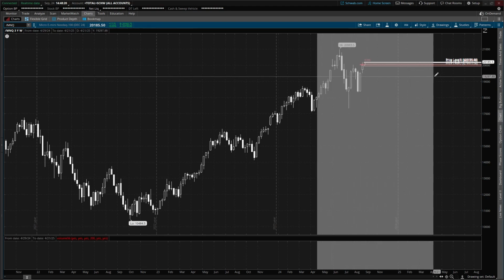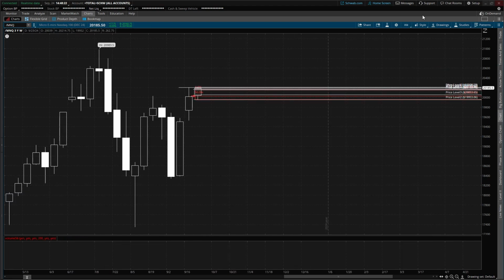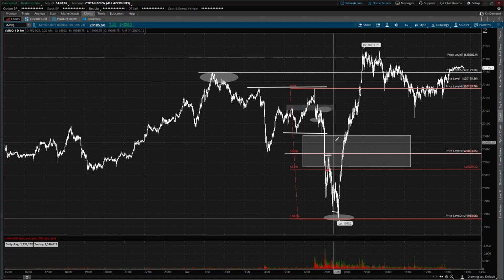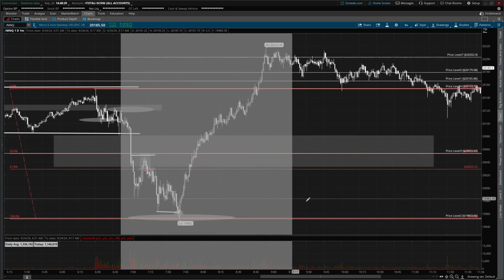All right, let's go to the weekly real quick. Right here, previous week's high. Boom. So that was a target, 20,002. And your entry points, very simple.